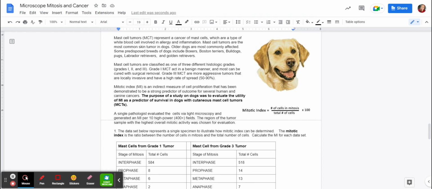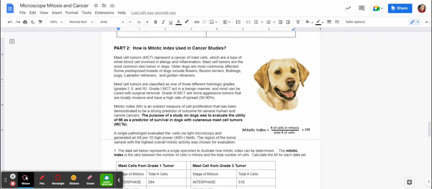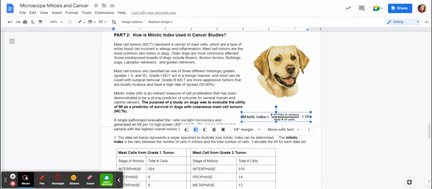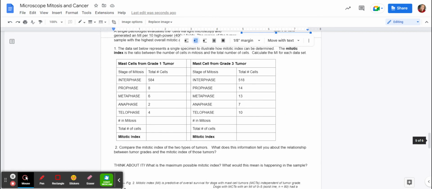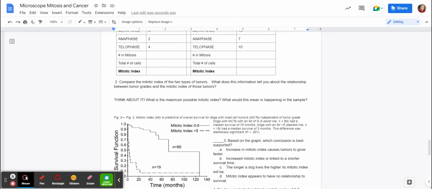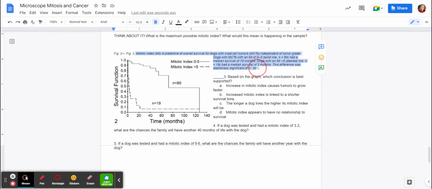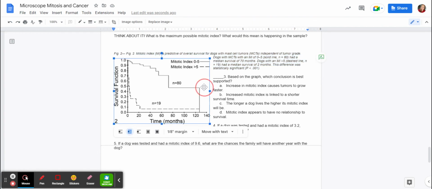So you need to read through this. How is it used in cancer studies? Read through all the information. This formula here, this mitotic index formula, is going to be really important for this data table. And then you need to attempt these questions, which includes trying to read this graph. The graph is a lot easier to read if you read the graph title here on the side as well.